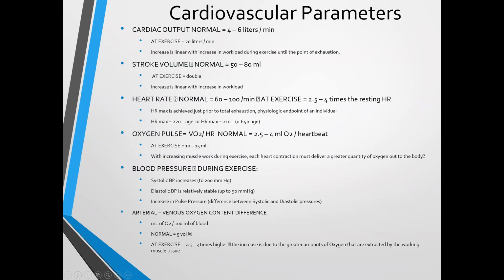Some of the other ones that we'll look at quickly: cardiac output, normally 4 to 6. Stroke volume is 50 to 80 mLs, the amount of blood with each beat. Heart rate, normal 60 to 100. Oxygen pulse, the oxygen uptake relative to each heartbeat, is normally 2.5 to 4.0 mLs of oxygen per heartbeat. In exercise that will go up demonstrably, so you can see some of these compensatory mechanisms. Blood pressure likewise, and the arterial-venous difference, as I alluded to, will change in response to exercise.